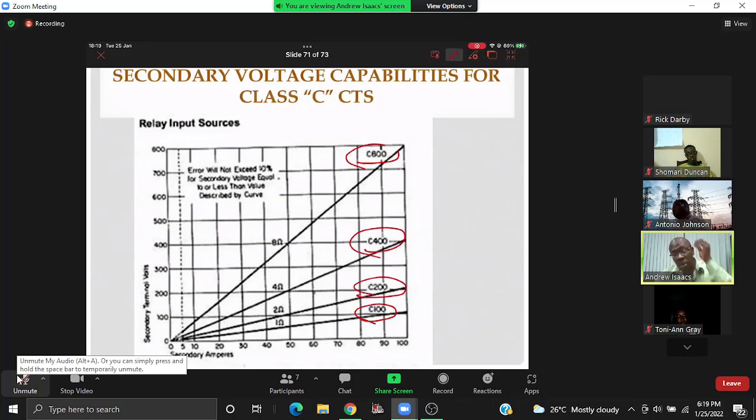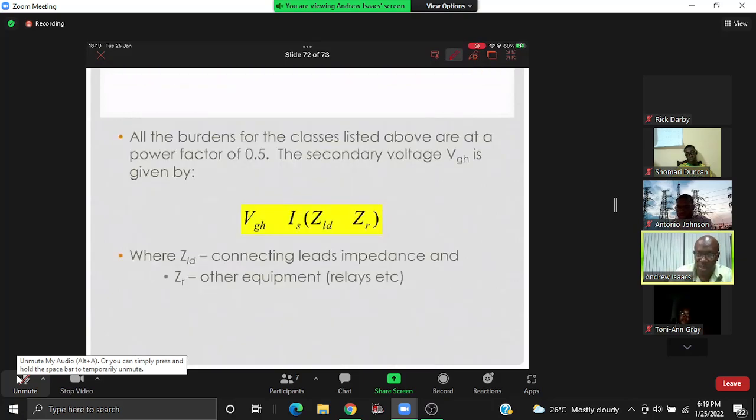Alright, now remember we gave the formula earlier for ES, where we said it was IS times RS plus the relay. For VGH, in terms of our calculations, what we have to take into consideration is VGH equals IS times ZLD plus ZR. ZLD, of course, is just the connecting leads, and ZR is the relays, whatever is connected to the CT.